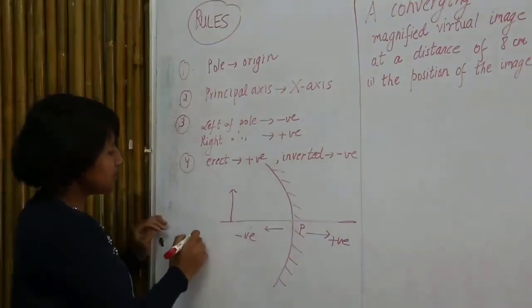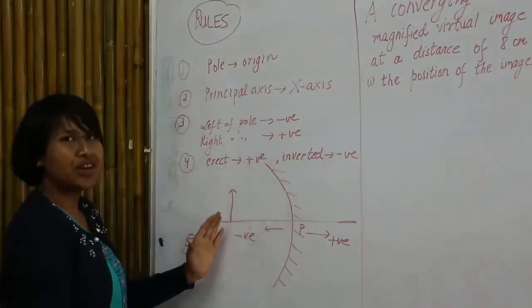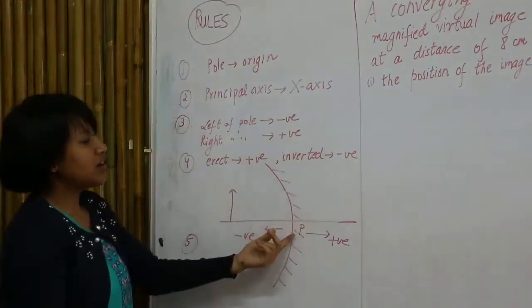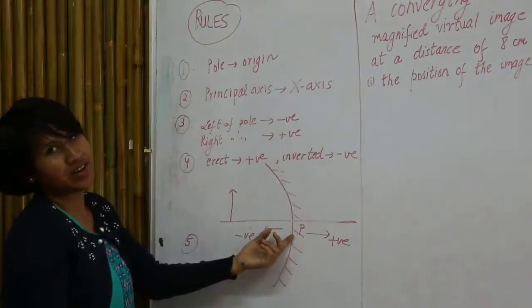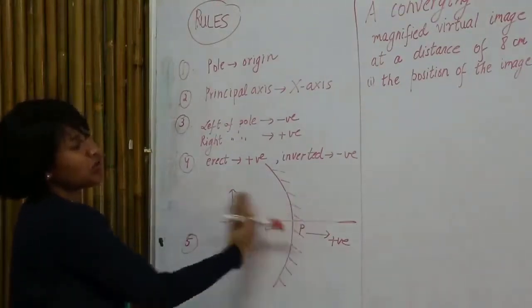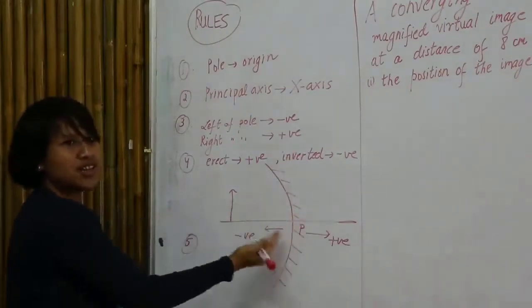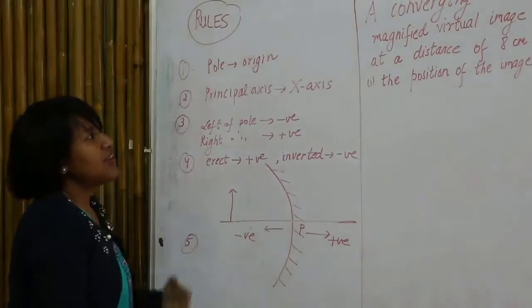And the last rule says that the object will always be to the left of the mirror, the left of the pole. So the object will always be located on this side. For a convex mirror also, the object will be placed towards the left.